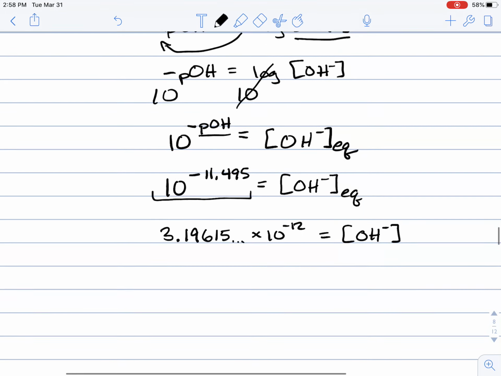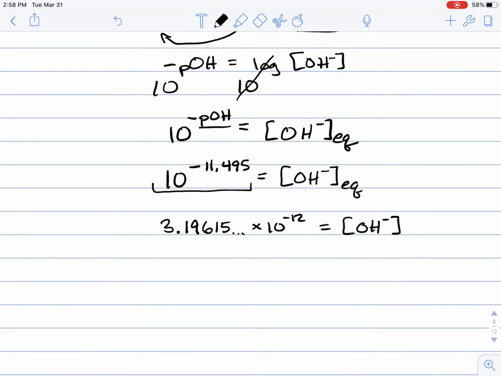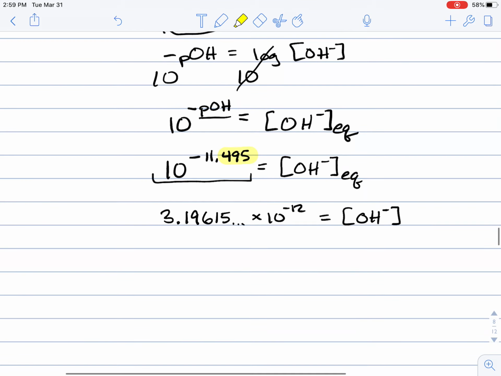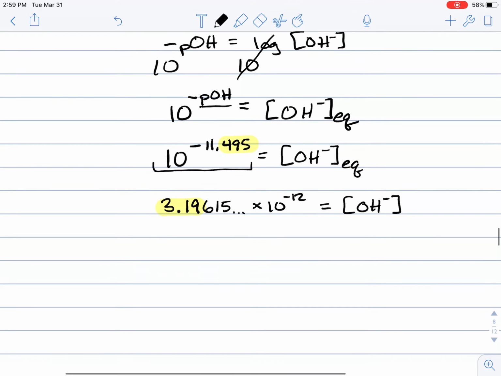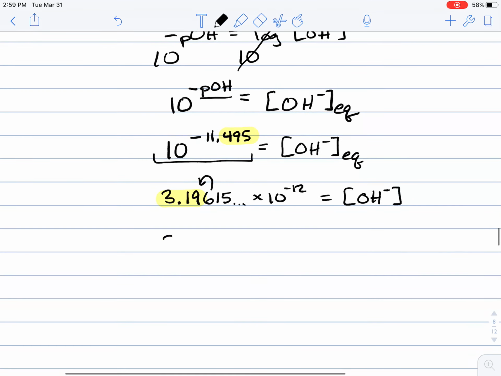Now when we're converting from pOH back to concentration, we want to pay attention to sig figs. Since there are 3 places after the decimal, we are going to report 3 significant figures in our final answer. So we take this 6 and round it up. Our final answer is 3.20 times 10 to the negative 12, which is the concentration of OH minus.